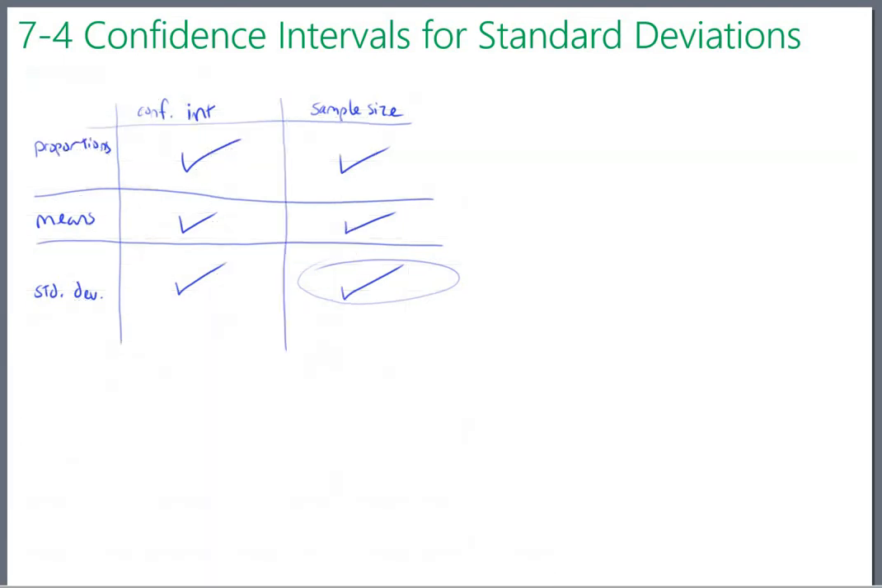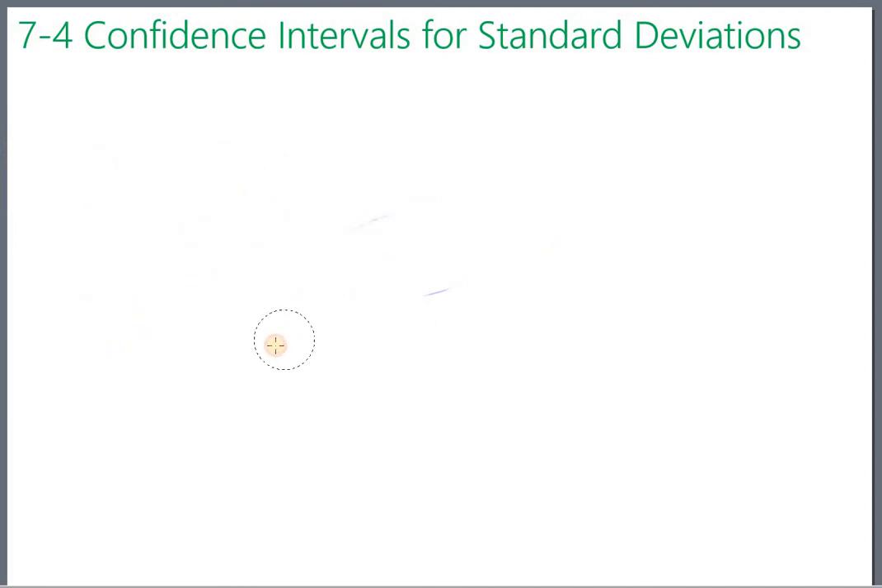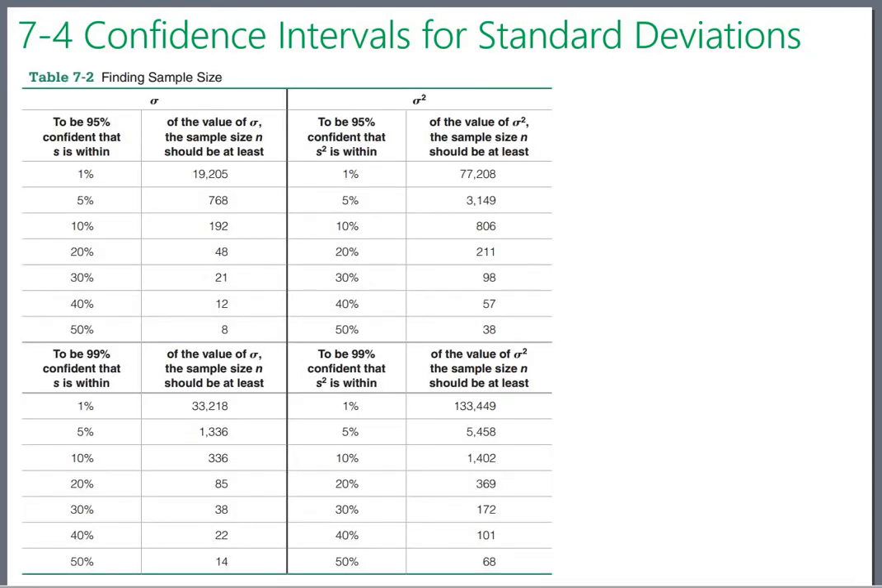Instead, in the book, they have a table, and you'll just need to be able to read the table. So the sample size table in the book looks like this. And it's just set up for a very limited number of possibilities, right? So it either lets you do 95% confidence or 99% confidence, so just two confidence levels, and only certain margins of error, like 1%, 5, 10, 20%, and so on.